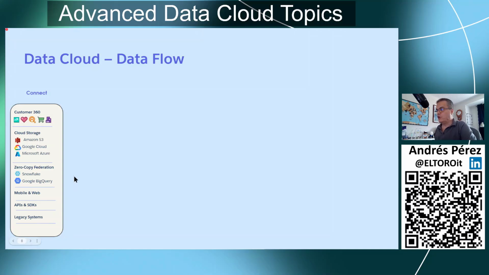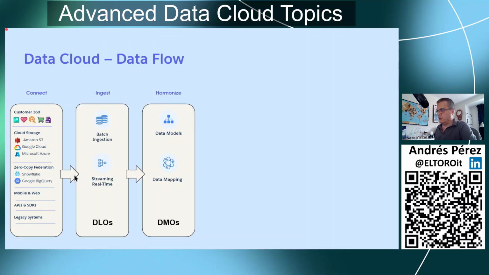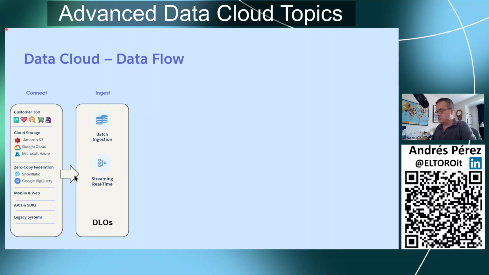So once we are connected, we're going to ingest the data. Okay, so what is ingestion? Well, there are two types of ingestion. You have batch ingestion. Think about this as scheduling the data, like once a month, once an hour, once a day, where you bring a lot of information that has happened during that period of time into Data Cloud.